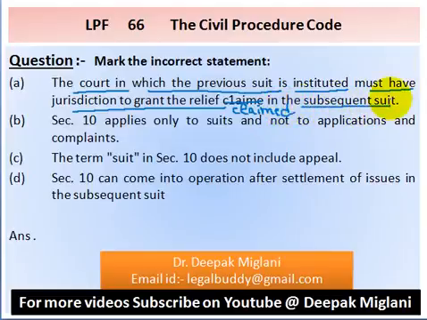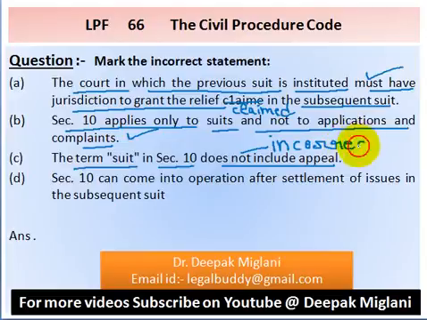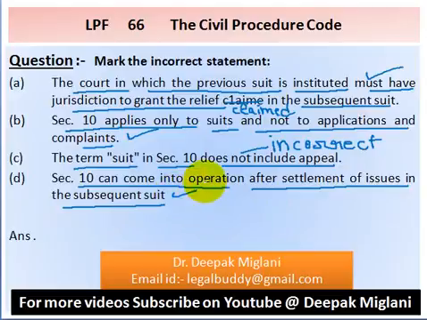In the subsequent suit. This is also a correct statement. Option B, section 10 applies only to suits and not to applications and complaints. This is also a correct statement. Option C, the term suit in section 10 does not include appeal. This is an incorrect statement. Option D, section 10 can come into operation after settlement of issues in the subsequent suit. Also a correct statement. So answer is option C. C is the answer.